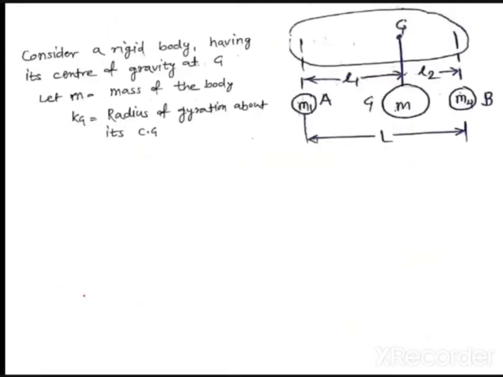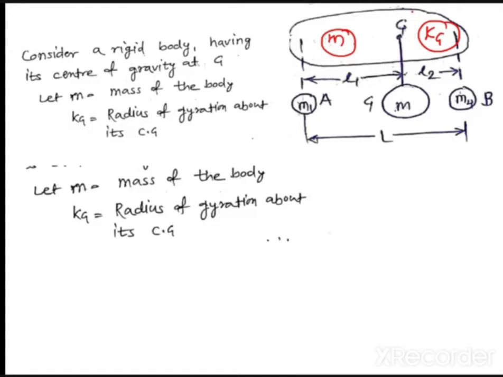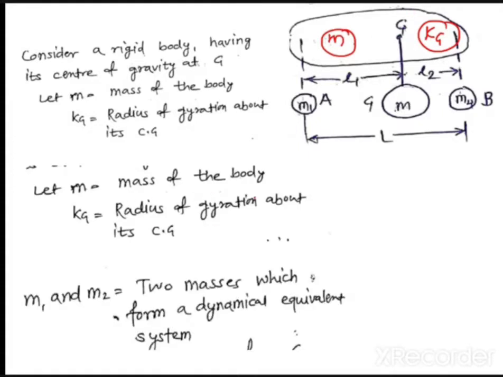Let us see. Consider the rigid body having a center of gravity at G. Let m be the mass of the body. Kg is the radius of gyration about its CG. M1 and M2 are two masses which form a dynamical equivalent system. It means I am replacing my mass m by m1 and m2.